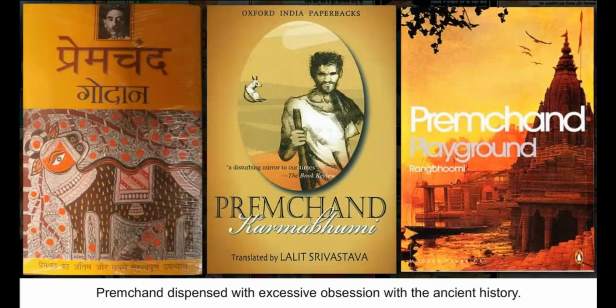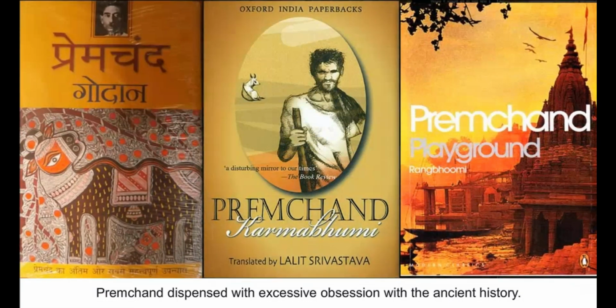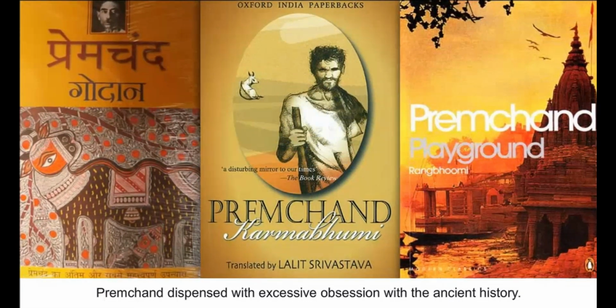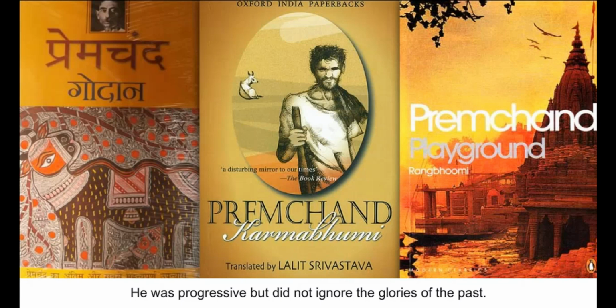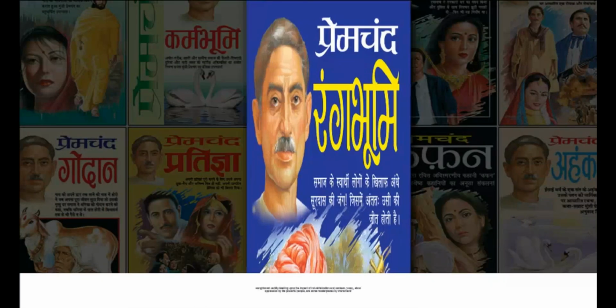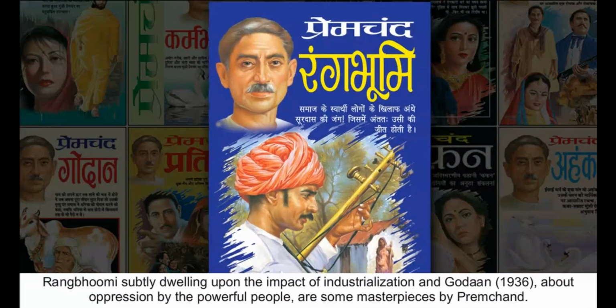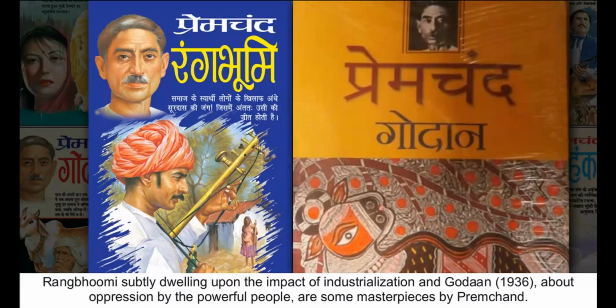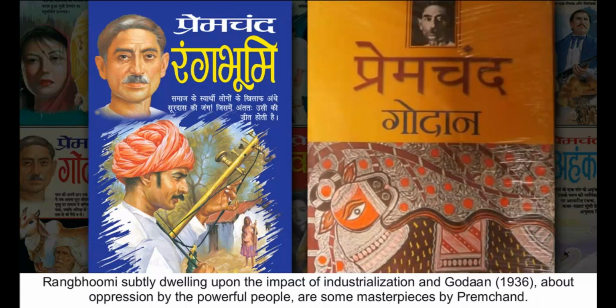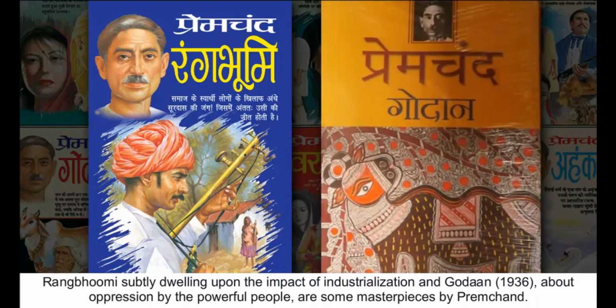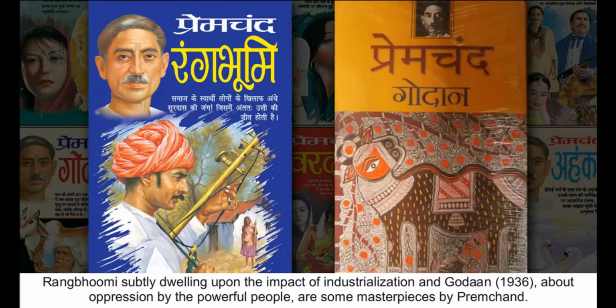Prem Chand dispensed with excessive obsession with the ancient history. He was progressive but did not ignore the glories of the past. Rangbhumi, subtly dwelling upon the impact of industrialization, and Godan, 1936, about oppression by the powerful people, are some masterpieces by Prem Chand.